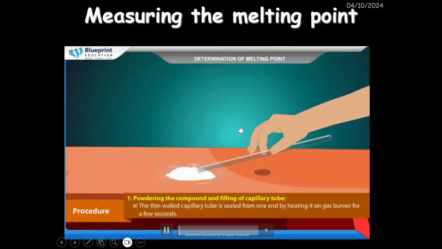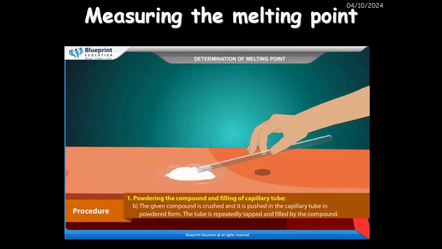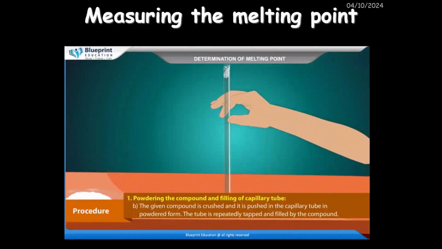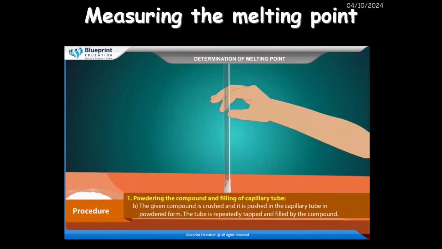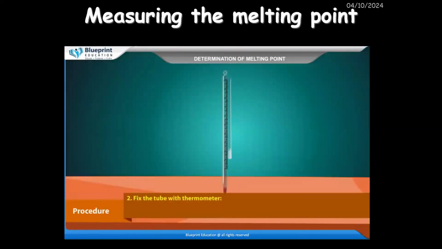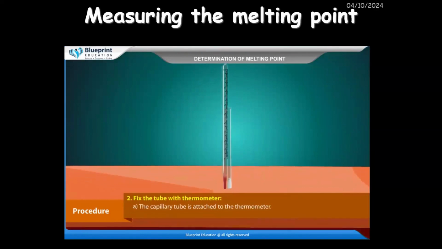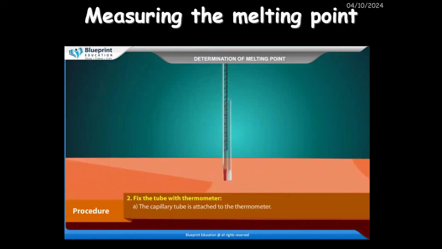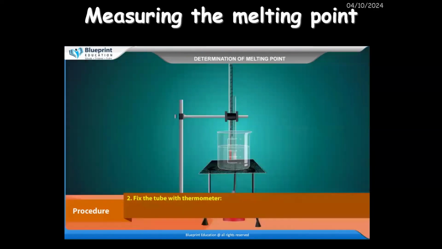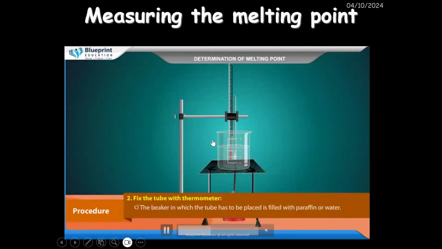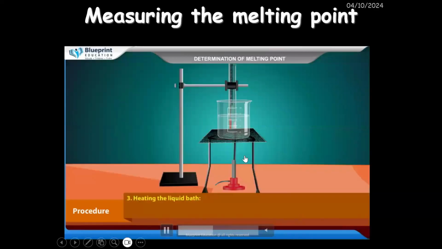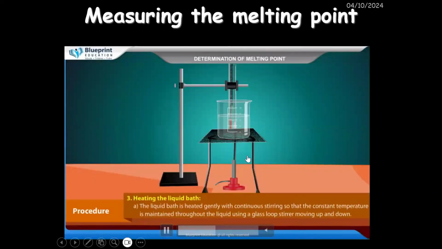This is what happens. In a capillary tube, we take some of the solid substance inside it and knock it twice or 3 times, so we make sure that all the solids are at the bottom of the tube. The capillary will be fixed together with the thermometer, and they will be placed in a beaker with a liquid. As I mentioned, the liquid can be water or oil.